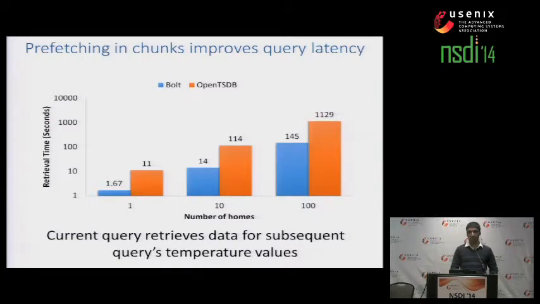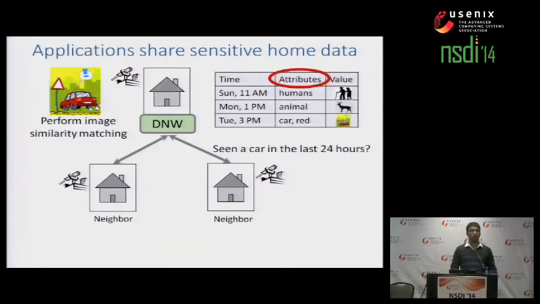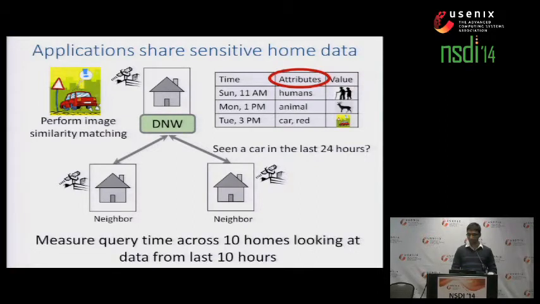The second application we integrated Bolt with was Digital Neighborhood Watch. Recall that in Digital Neighborhood Watch, an instance, in order to check suspicious activities, issues queries to neighboring homes requesting to look at recent data. So we conducted an experiment to measure this query time for 10 homes while looking at data from the last 10 hours. And again, I would like to note that it was very easy to make Digital Neighborhood Watch use Bolt.